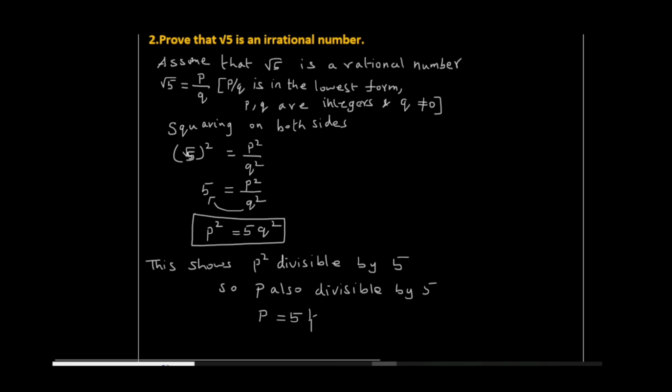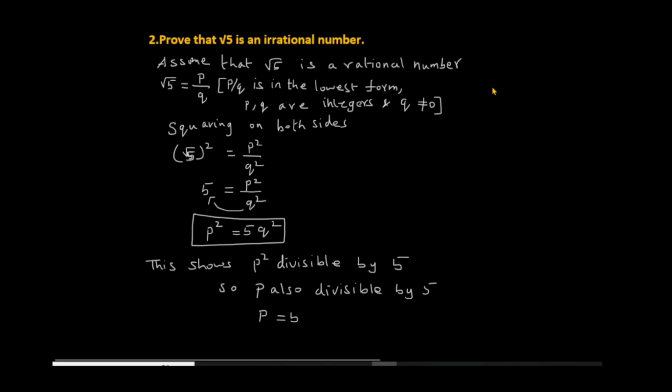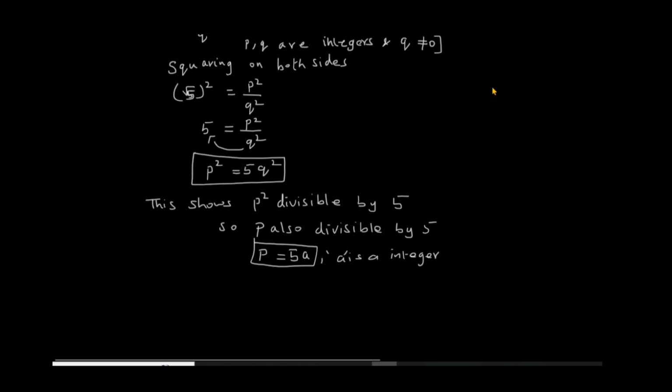Any integer. I am going to take an integer A. That is 5 times A. A is an integer, any integer. So I got P is equal to 5 times A, which means my numerator is having a factor 5. Let's check the denominator.